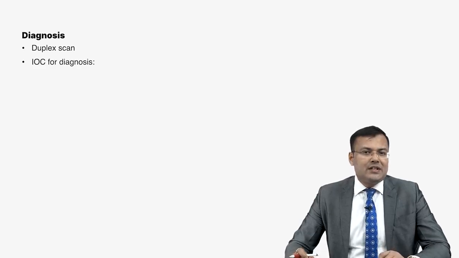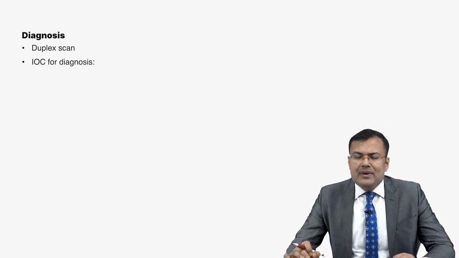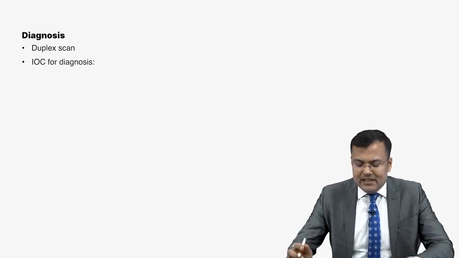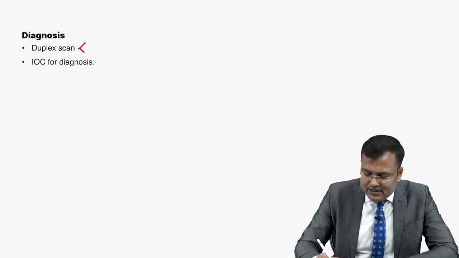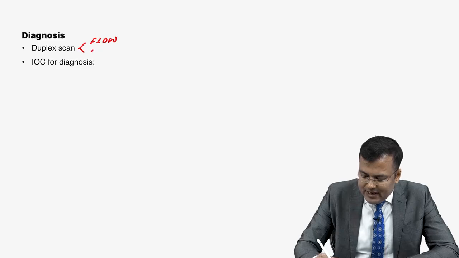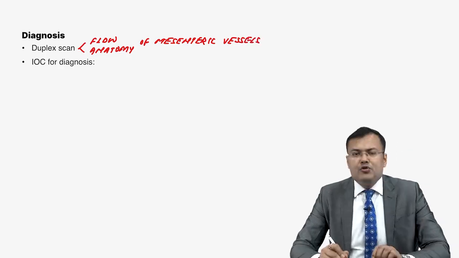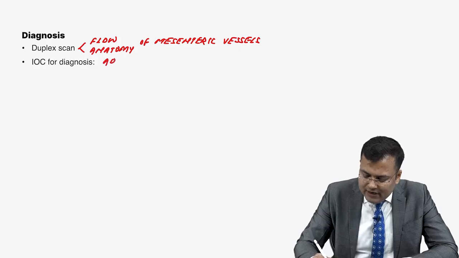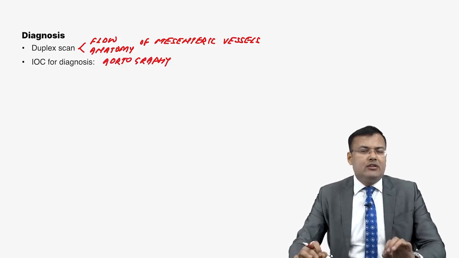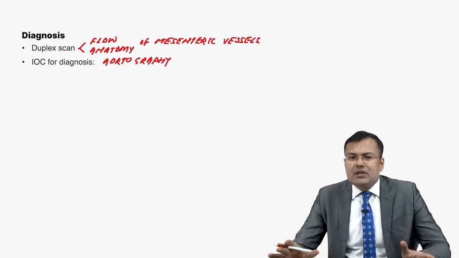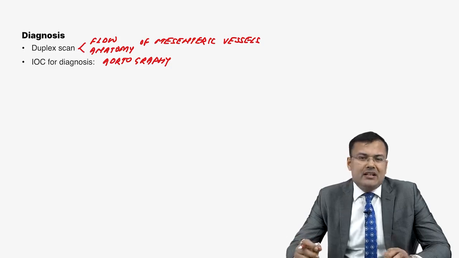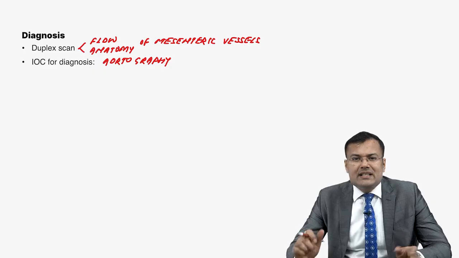Now, how to make the diagnosis? Duplex scan is done. Why we go for duplex scan? Because we want to assess the flow and anatomy of mesenteric vessels. Clear? We go for duplex scan. But investigation of choice for diagnosis, it is aortography. Because in atherosclerosis, there is involvement of aorta. So we want to assess which part of superior mesenteric artery, which part of inferior mesenteric artery is involved. What is the extent of atherosclerosis?